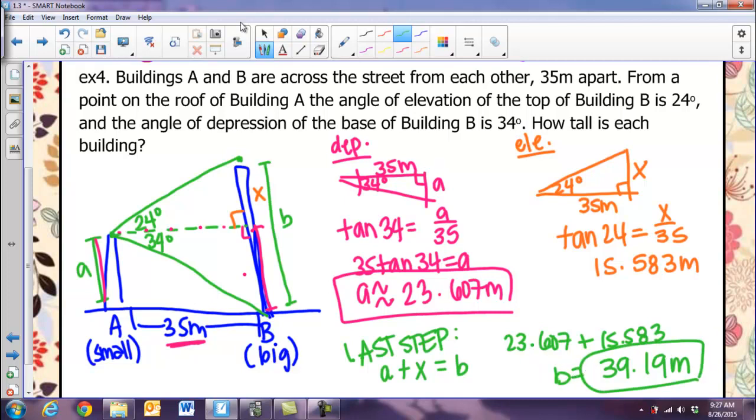Okay, I know, that was a lot. We're going to work on word problems tomorrow a little bit more. Just keep going in there. Make sure you draw a picture is the biggest thing I can tell you.